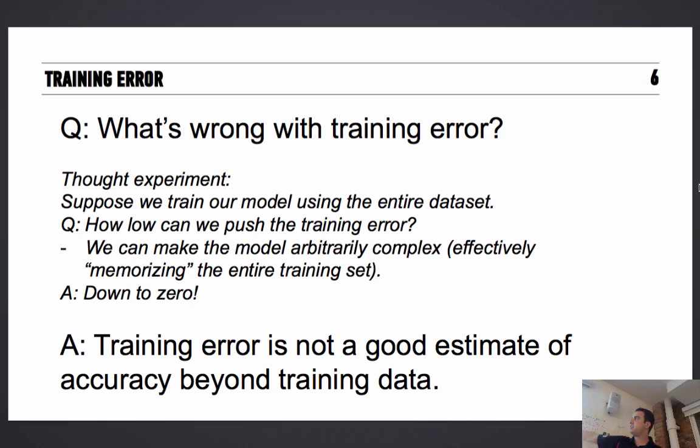Training error is not a good estimate of accuracy beyond training data. Beyond training data means the data that hasn't been born yet. I mean, in the terms of neonatal infection, literally the data that hasn't been born yet. Data beyond training data means the unseen data that no one has seen yet.